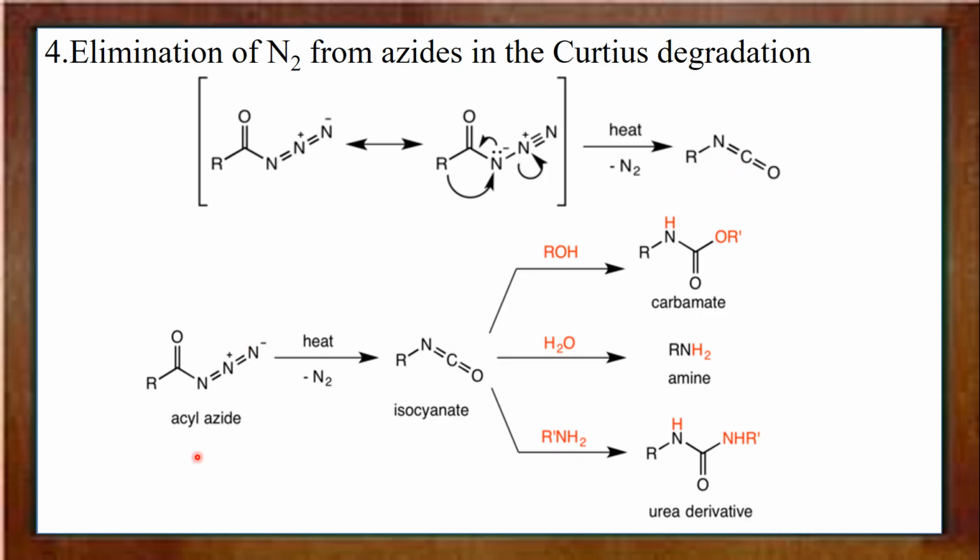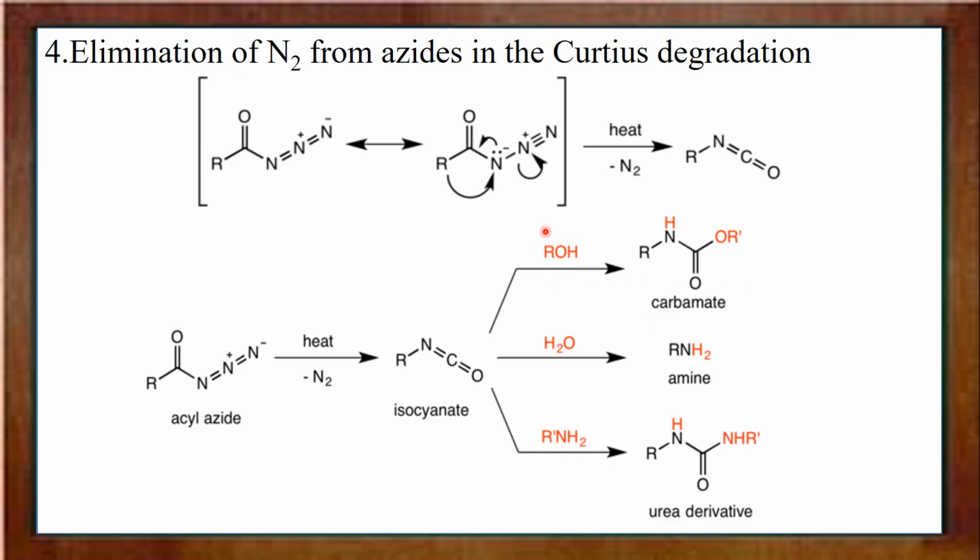So acyl azide on heating loses a molecule of nitrogen. These two bonds are eliminated, resulting in the formation of isocyanate. This is a good intermediate for the preparation of various products like carbamates.